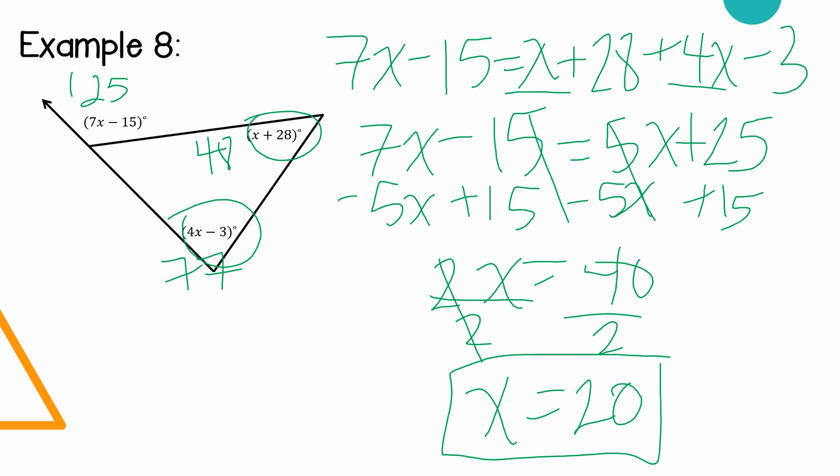So to sum up the exterior angle theorem, the exterior or outside angle in a triangle is equal to the sum of the two remote interior angles. Those are the angles that are not adjacent to that exterior angle.